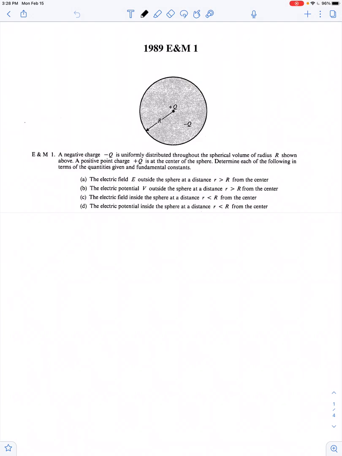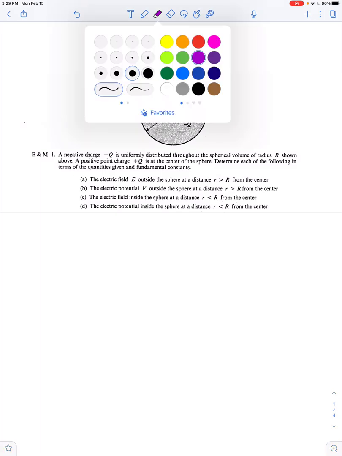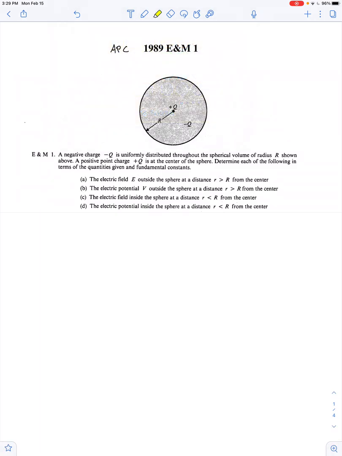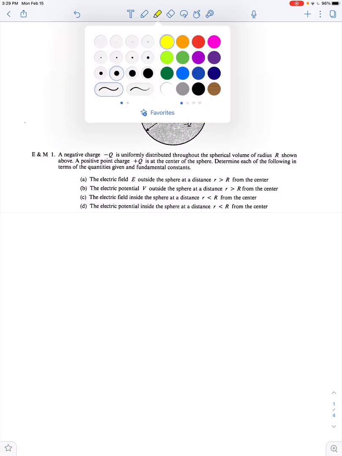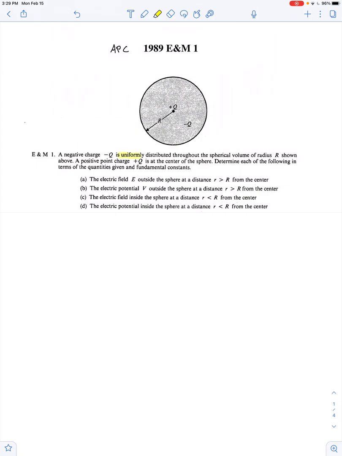Let's continue working through some example problems to put into practice everything we've learned so far in this unit of study. So here's another problem off the AP Level C exam from the year 1989, and it involves a charged insulating sphere with a uniform charge distribution. Let's highlight that. Right, we're told that charges uniformly distribute out throughout the spherical volume.